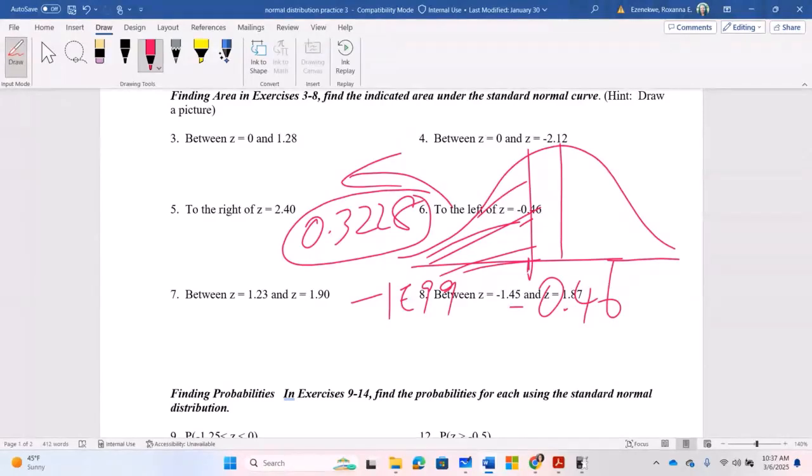Remember that the area under the normal distribution cannot be negative. So area is never negative. I want to make sure that you know we have covered this area. And then let's go to the other side.